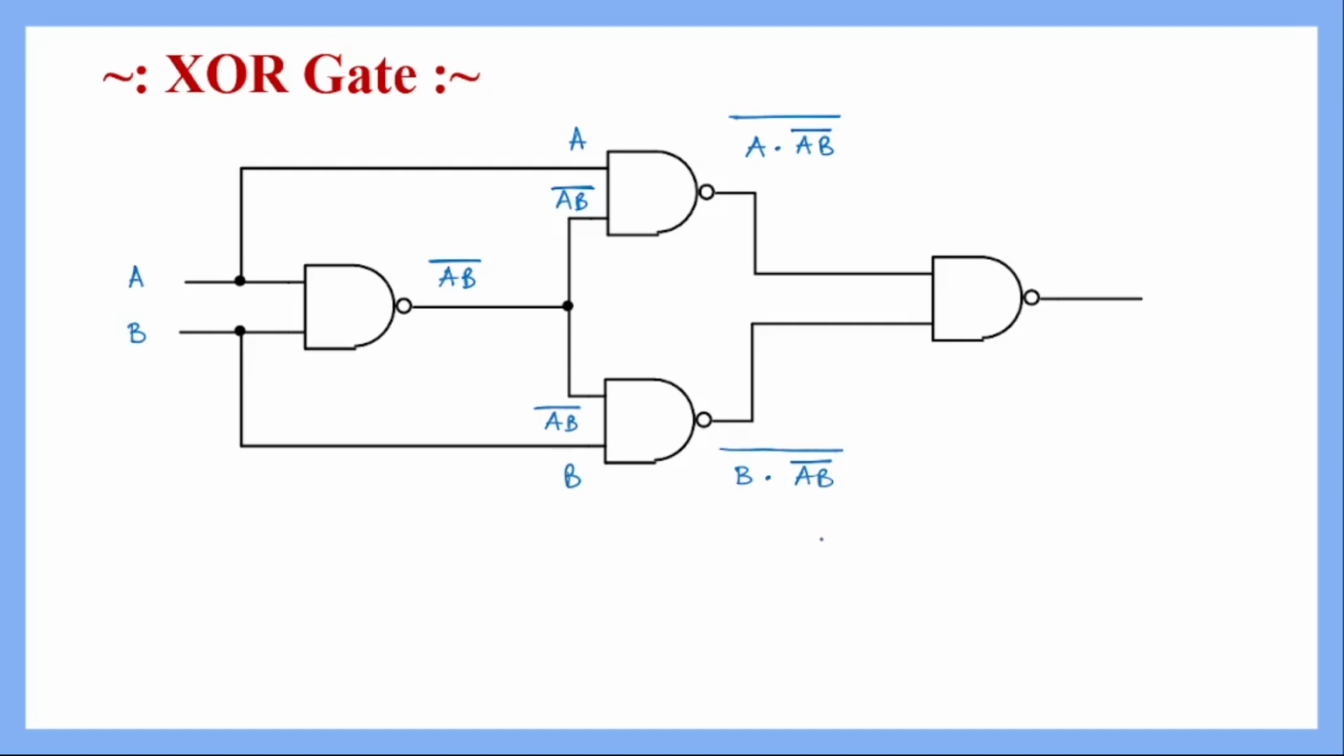Then what we are doing is we are using a fourth NAND gate, a two-input NAND gate, and we are using these two as inputs of the fourth NAND gate. Then we will see that the output of this fourth NAND gate will be nothing but the output of the 2-input XOR gate. But before that, we need to simplify a little bit, then only it will be clear.